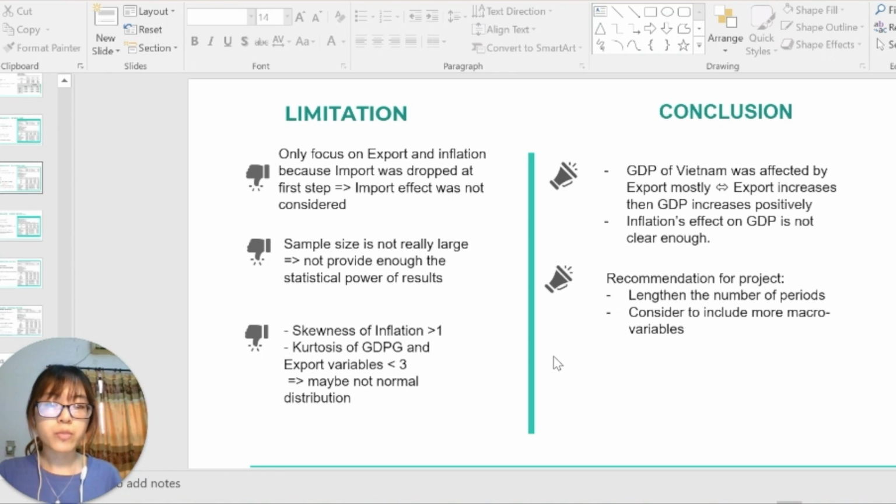And we have some recommendations for the project to be better in the future. We can lengthen the period of time, and we can also consider including more macro variables affecting the GDP as well.